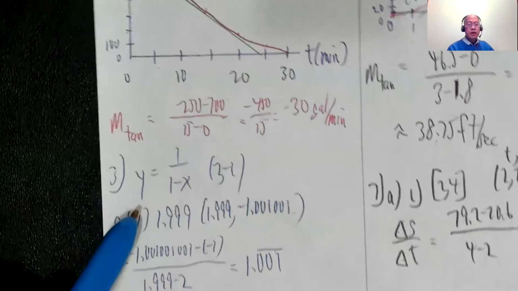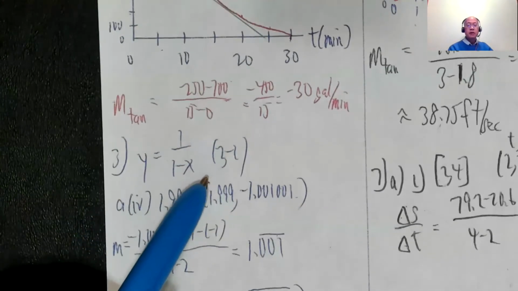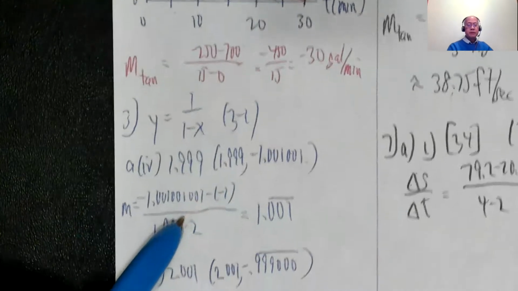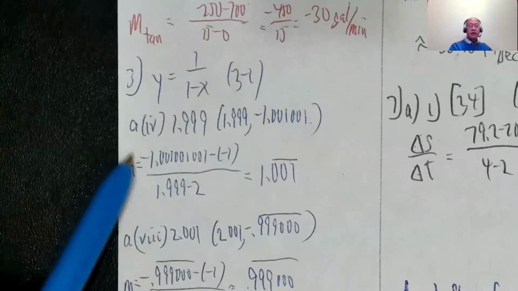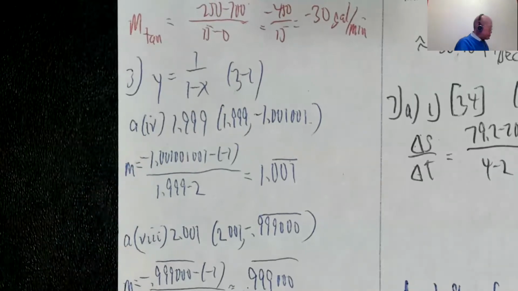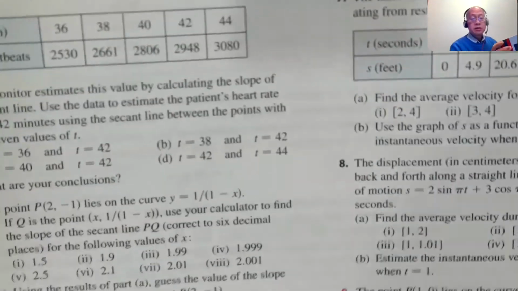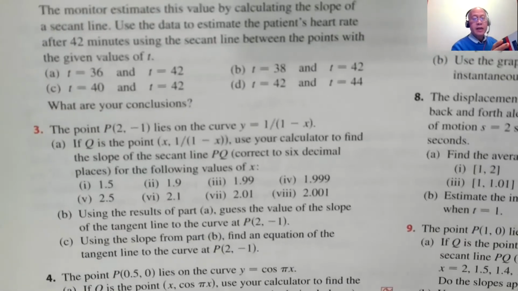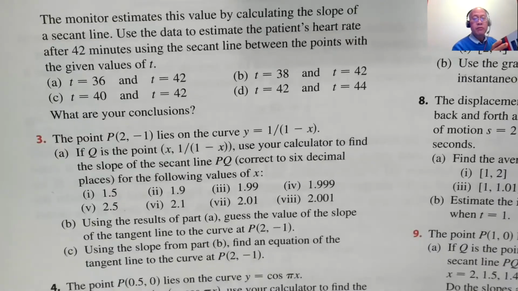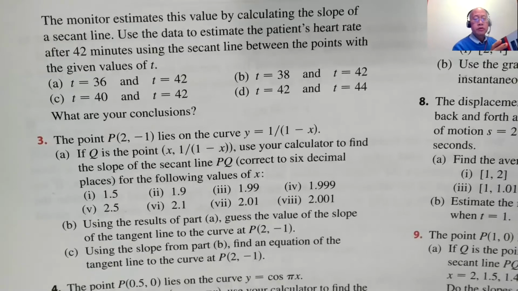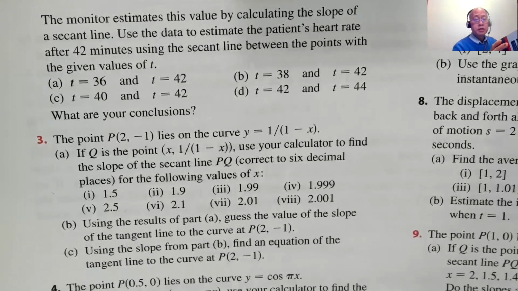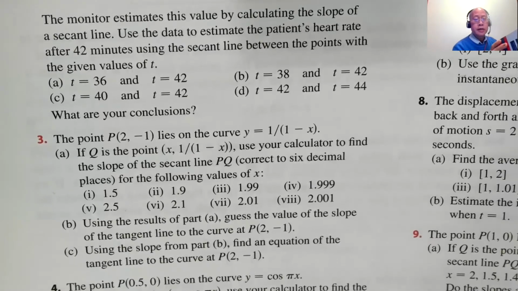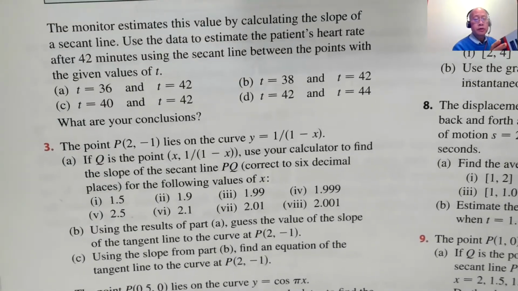Okay, number 3, we have y equals 1 over 1 minus x at the point (2, negative 1). Find the slope of the line joining this point, and then they give you all these other points. So 3A part I, they got 1.5, 1.9, 1.99, 1.999, 2.5, 2.1, 2.01, 2.001. We're just finding slopes of the line joining the 2 points, a secant line. A secant line is a line which joins 2 points of a graph.